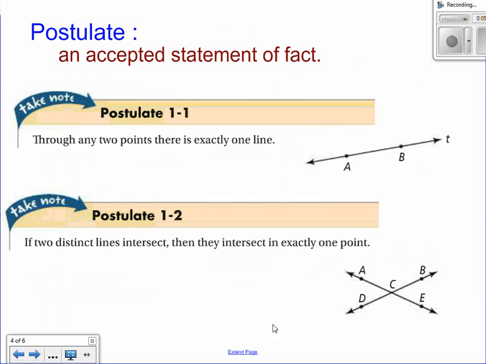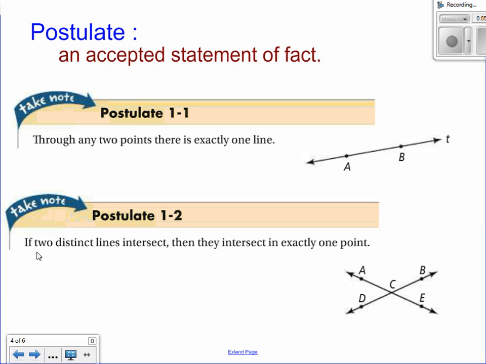Now we're going to do 4 postulates. A postulate is just an accepted statement of fact. You don't have to prove it. Everybody knows it's true. Here's the first one, postulate 1-1, and that says through any 2 points there is exactly one line. Pretty easy to understand that one.